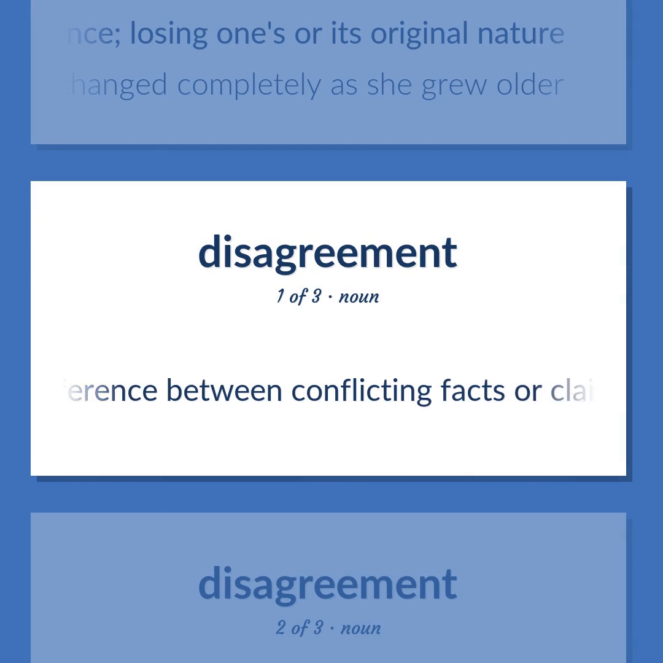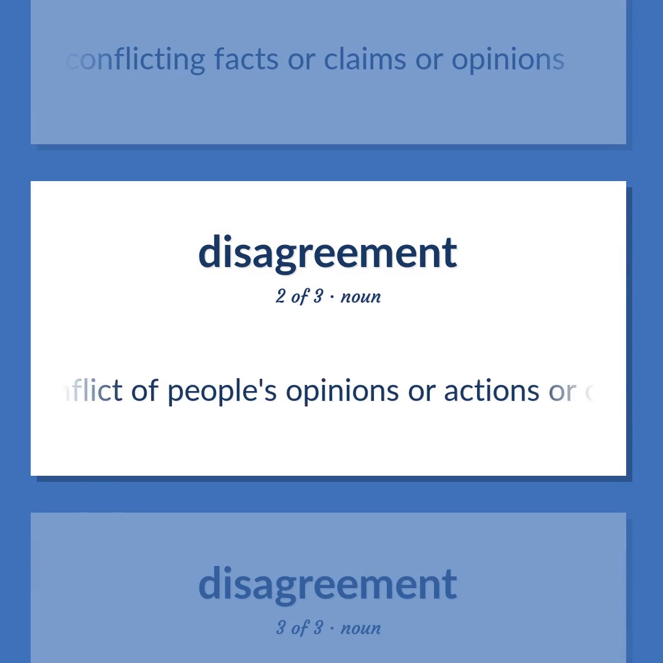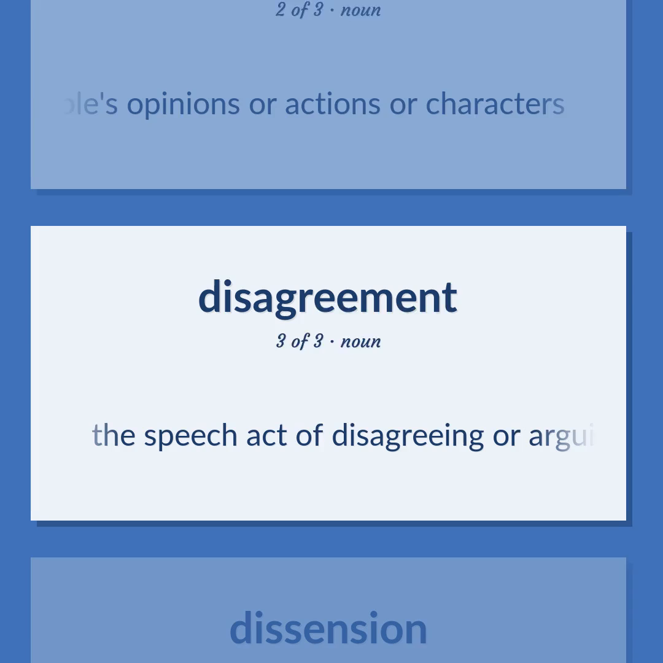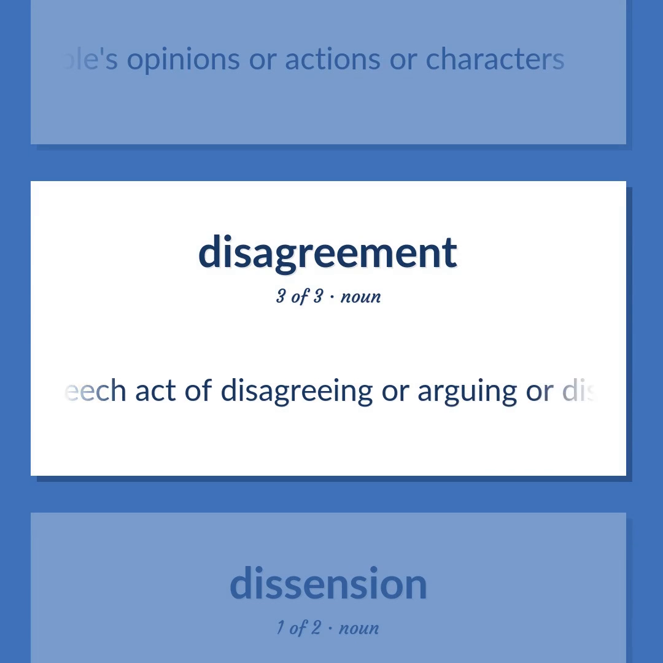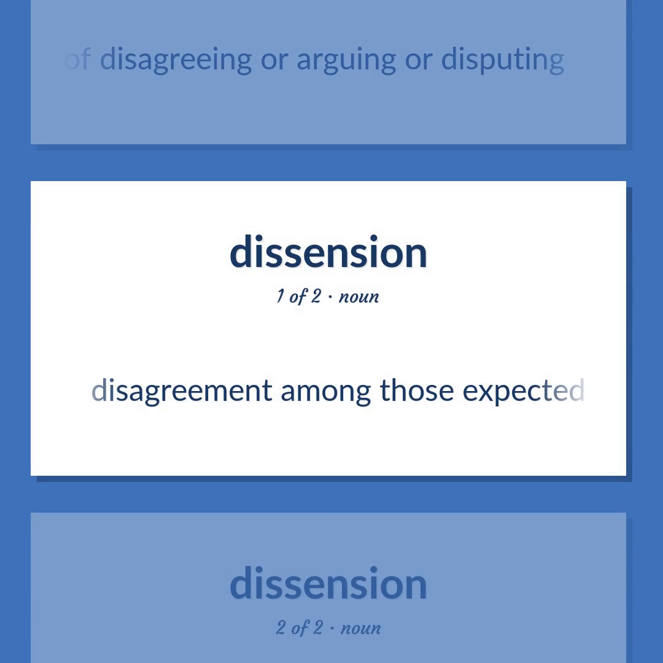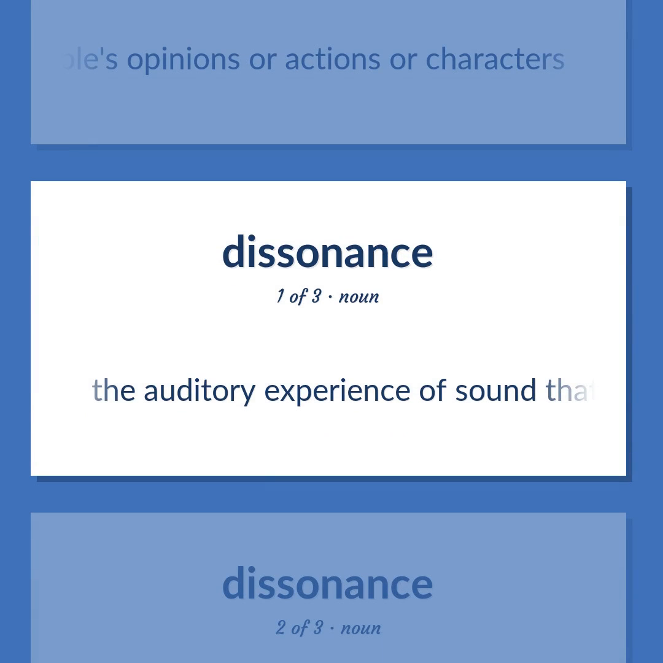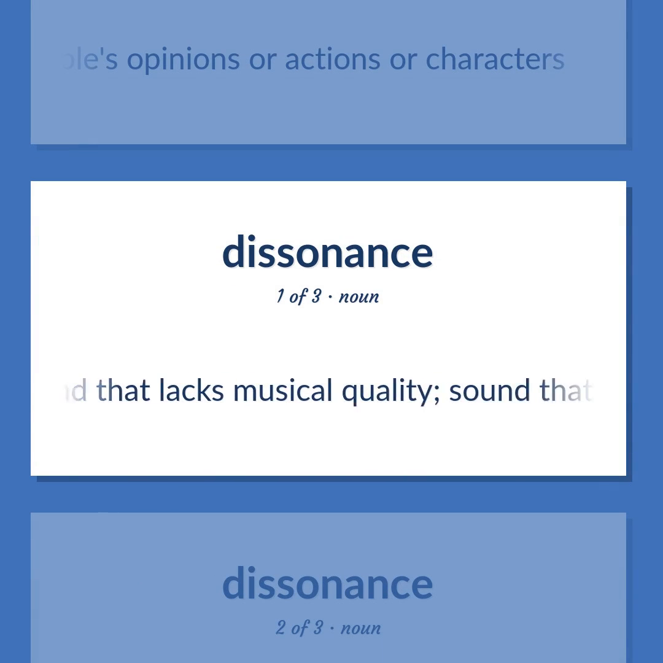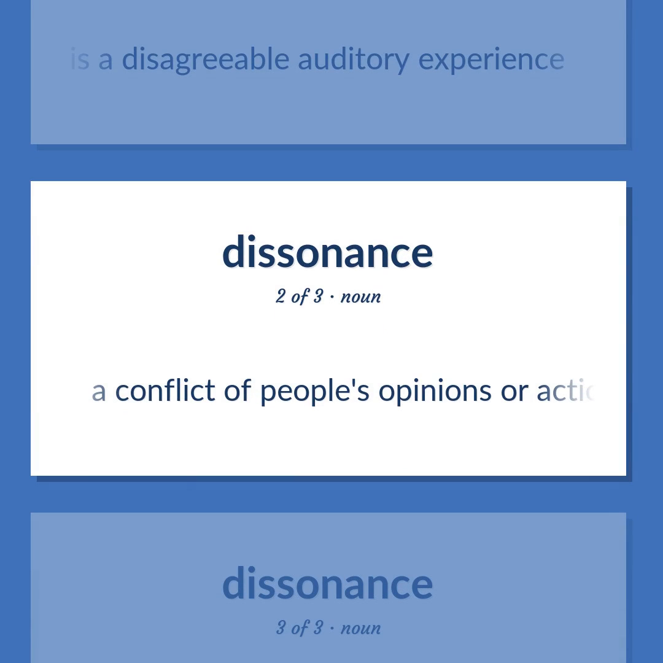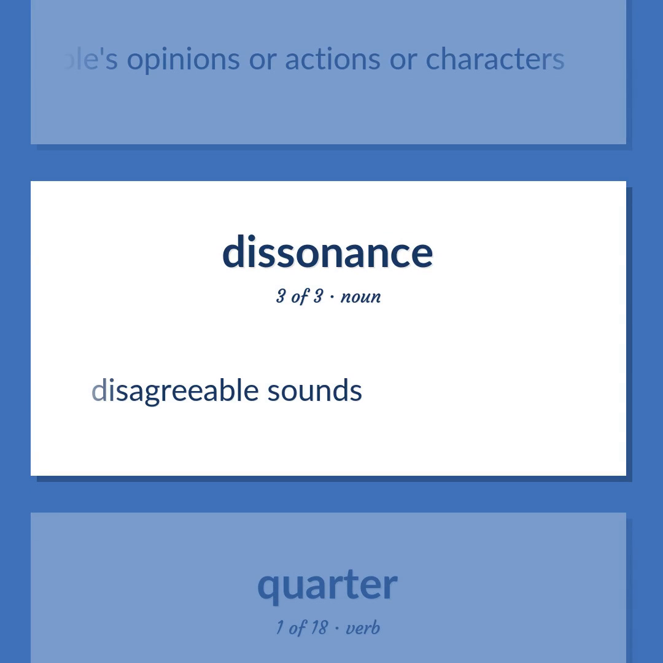A difference between conflicting facts or claims or opinions. A conflict of people's opinions or actions or characters. The speech act of disagreeing or arguing or disputing. Disagreement among those expected to cooperate. A conflict of people's opinions or actions or characters. The auditory experience of sound that lacks musical quality. Sound that is a disagreeable auditory experience. A conflict of people's opinions or actions or characters. Disagreeable sounds.